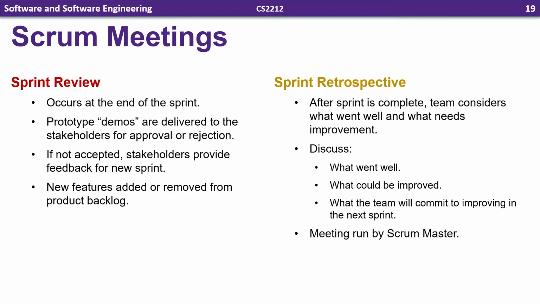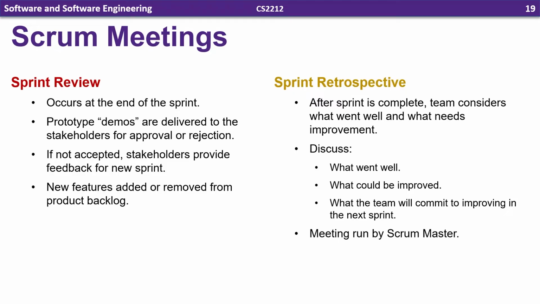During this meeting, new features are commonly added or removed from the product backlog based on the feedback from the stakeholders. This meeting would then lead into a new sprint planning meeting, and then the sprint process would start again. There's also a sprint retrospective meeting.